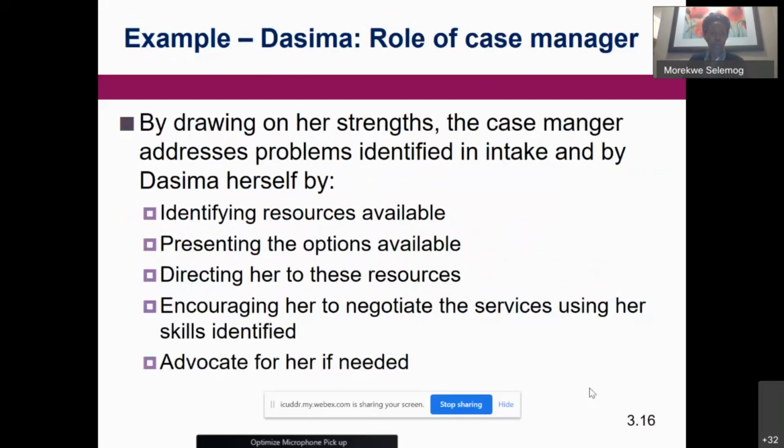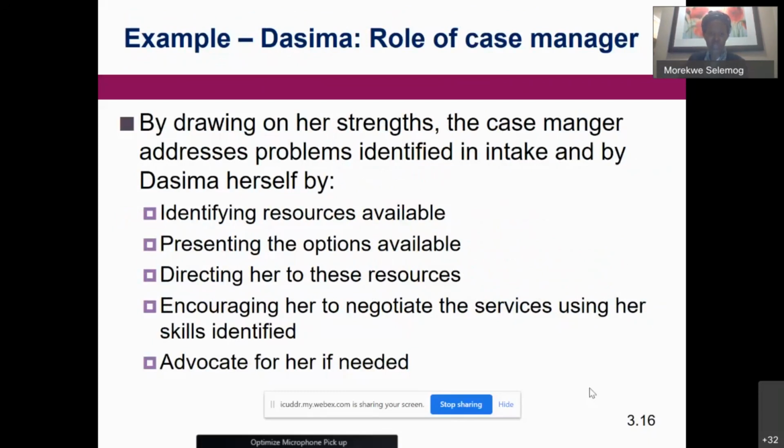So we've already highlighted the things that she has going for her. And so as a case manager, you're going to draw on her strengths and address the problems identified in the intake and by Dasima herself.